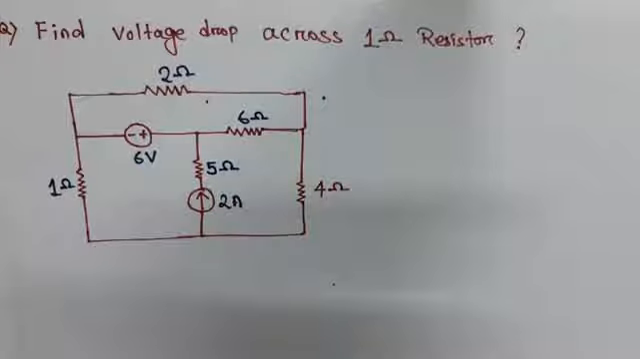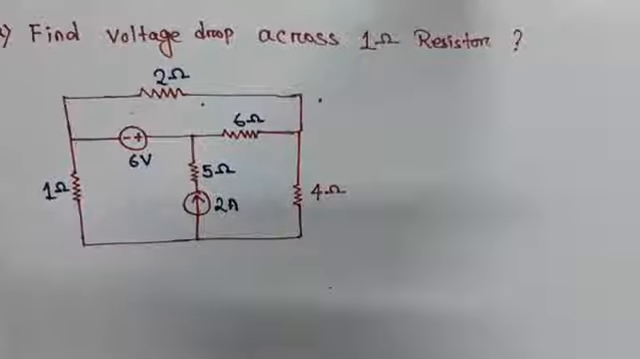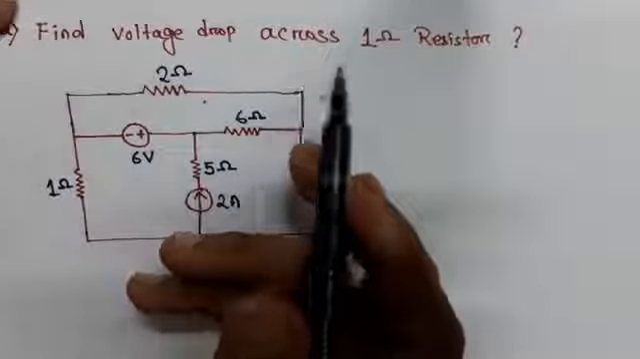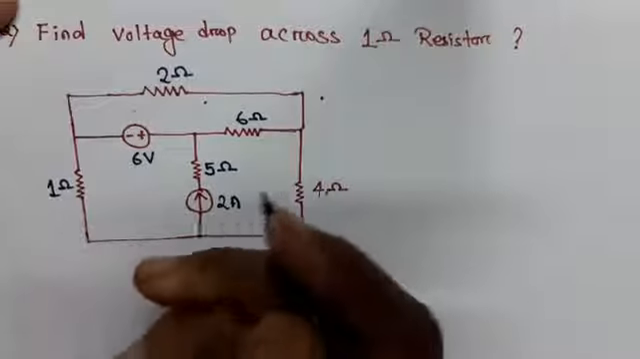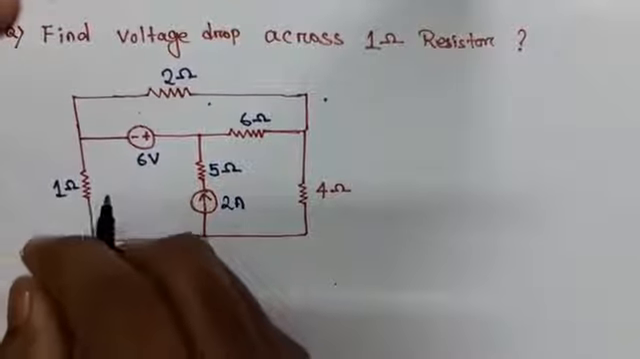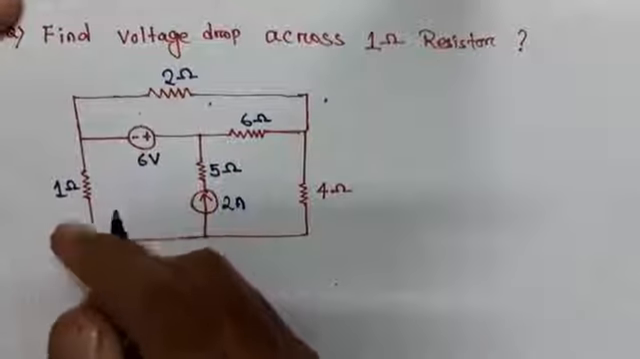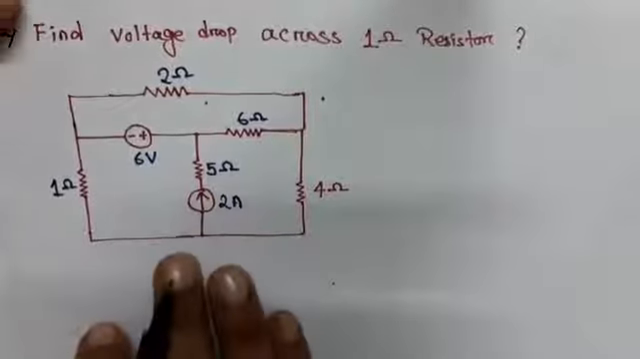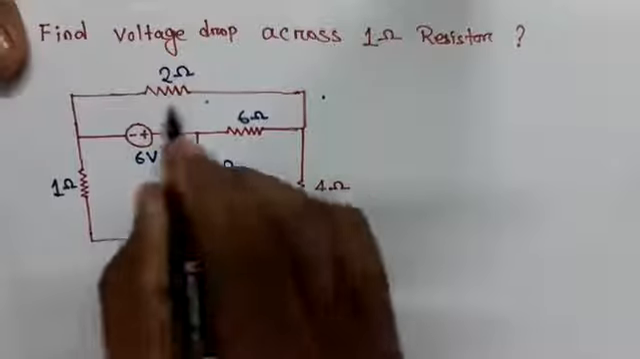Today we solve some problems using supermesh analysis. Okay, let's see, a question is given. The question is to find the voltage drop across the 1 ohm resistor. Here we use the supermesh method because, as you see, there are 3 loops.